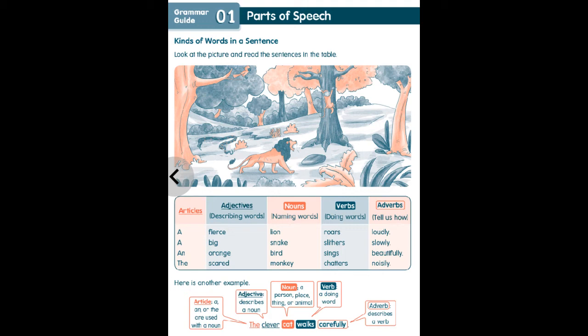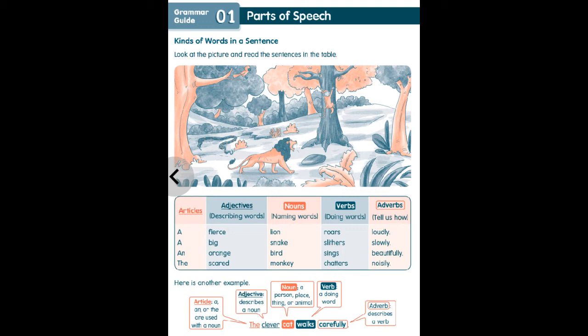Here are some examples. Let's go through them. Articles: a, an, or the are used with a noun. Adjectives describe a noun. Noun: a person, place, thing, or animal. Verb: a doing word. And at last, an adverb describes a verb.